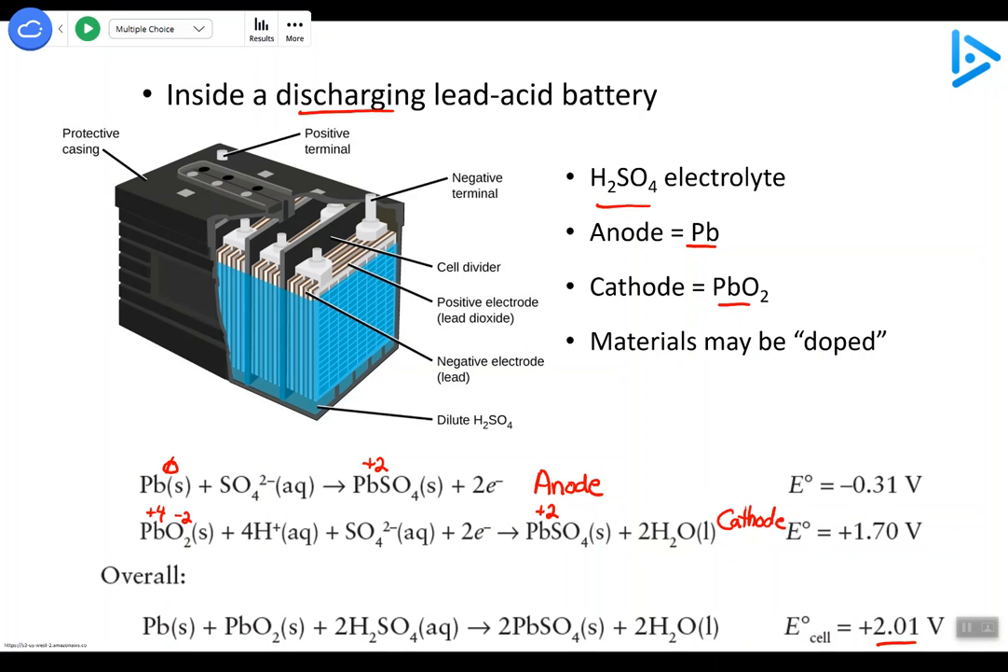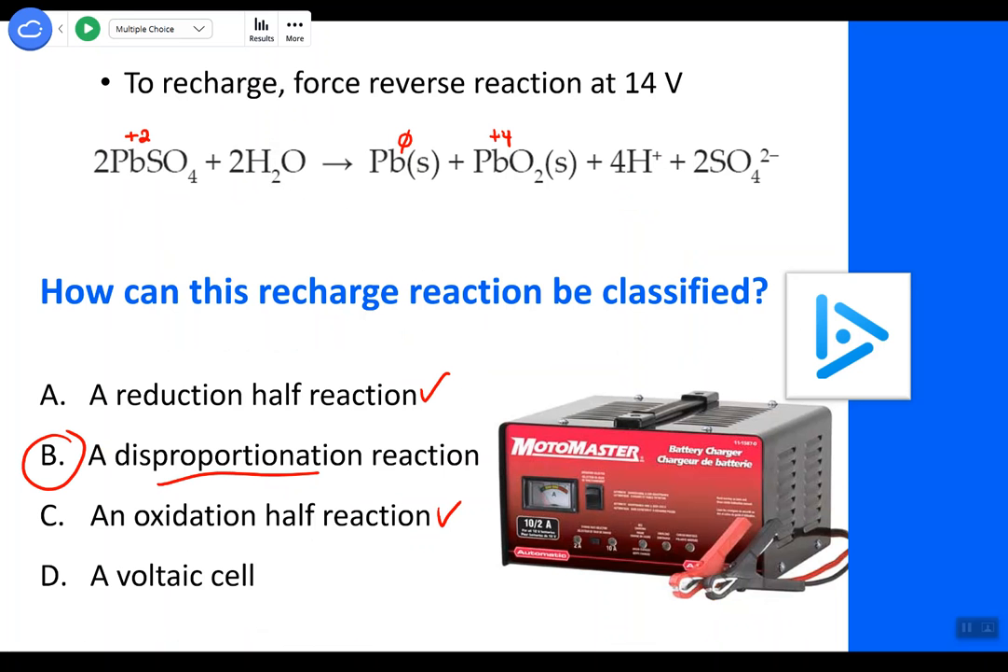If we go back to the anode and cathode, the half reaction for reduction, the half reaction for oxidation, we can see that they produced the same product. They both produced lead sulfate during the discharge reaction. That's how this turns into a disproportionation reaction. They both made the same product going from left to right in the discharge reaction. So if we wanted to go backwards, we would just be starting with lead sulfate to produce lead and lead dioxide. It's not a voltaic cell when it's recharging. It's acting as an electrolytic cell.